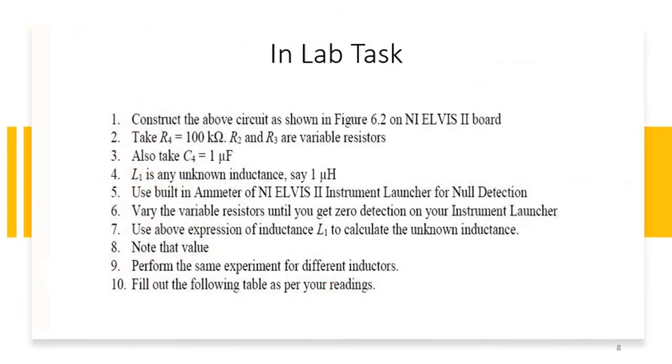These are the steps we will be using to perform our experiment in the laboratory. First of all, we have to construct our circuit on NI board, and these are the values for our known resistances and capacitances, and we will be using L1 as 1 microhenry from the laboratory. Then we will follow these steps in order to calculate our unknown inductance.